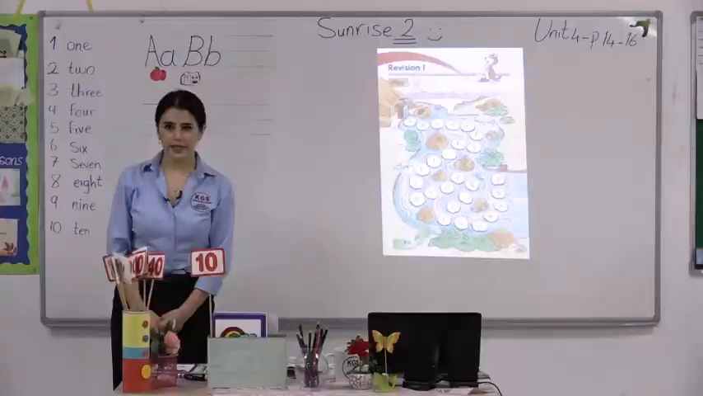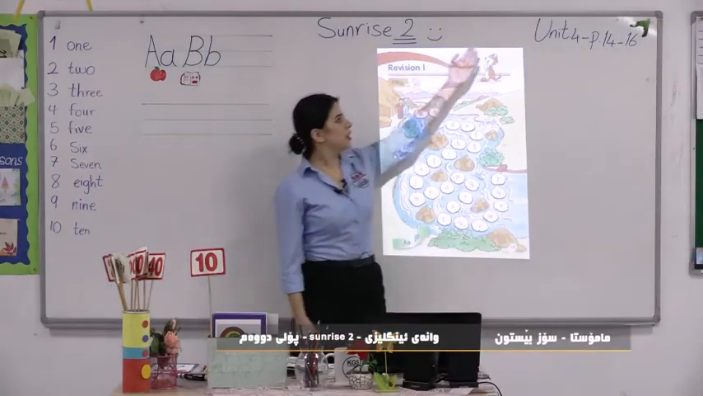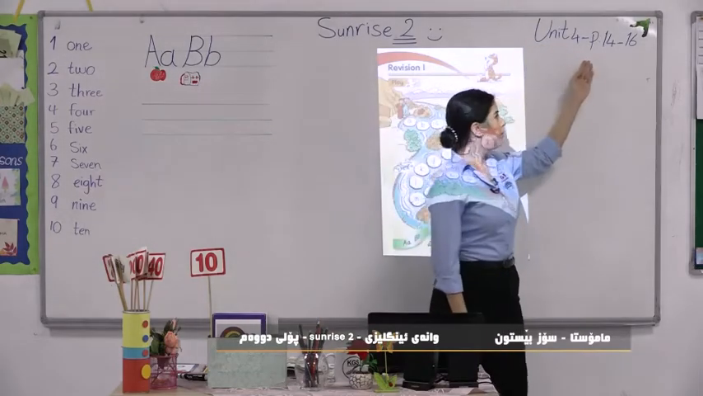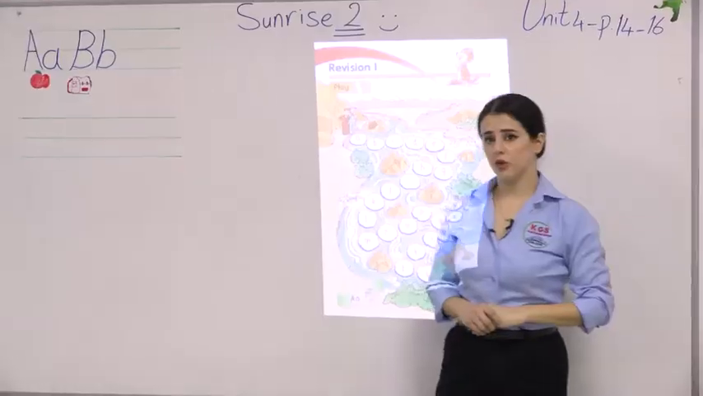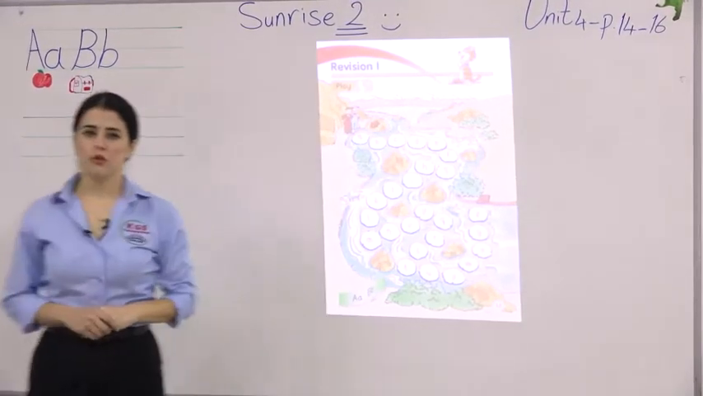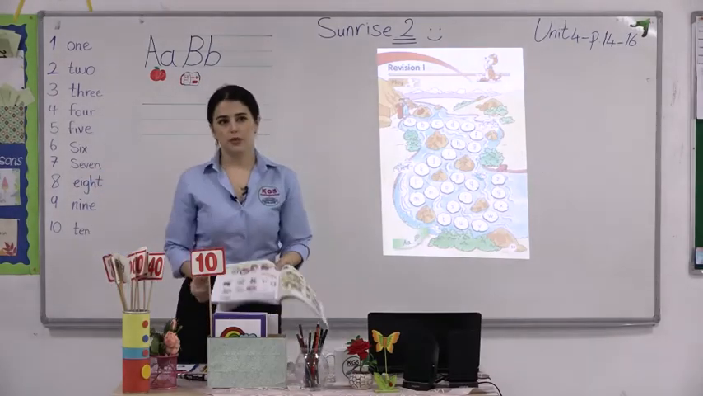Today we are studying English, Sunrise 2. We have Unit 4, page 14 to 16. First of all, I want to make a revision for the previous lessons. Now, open your books for me.